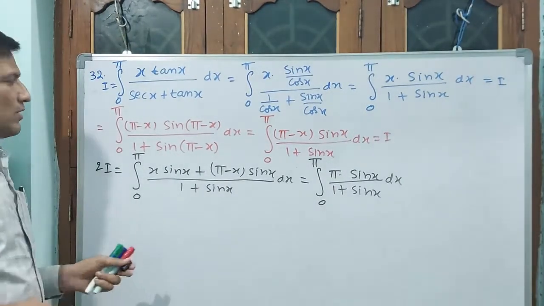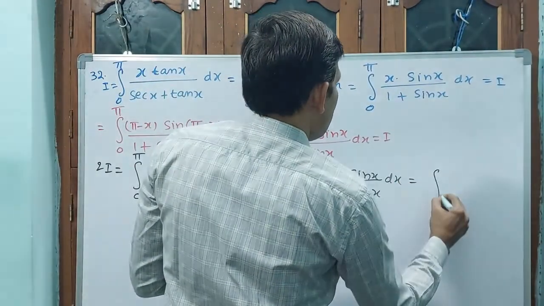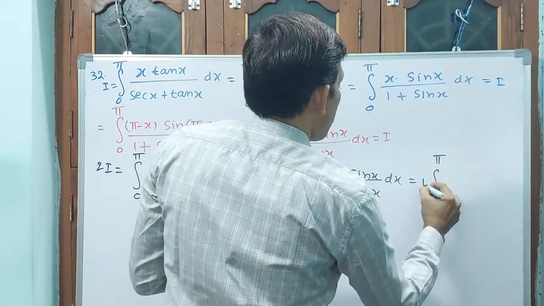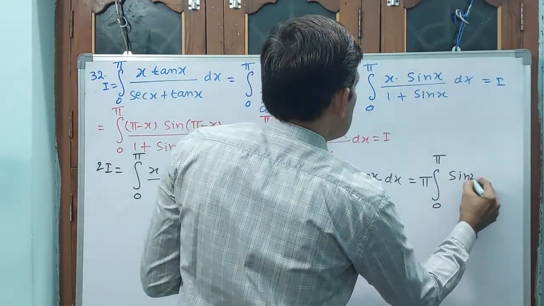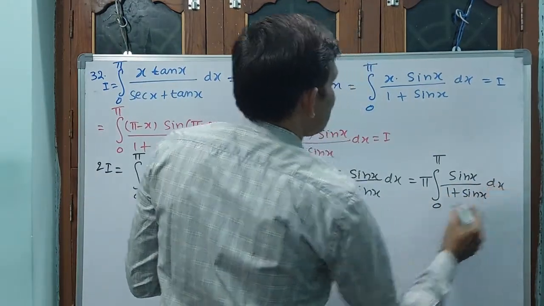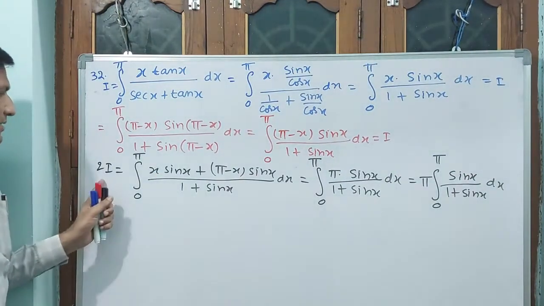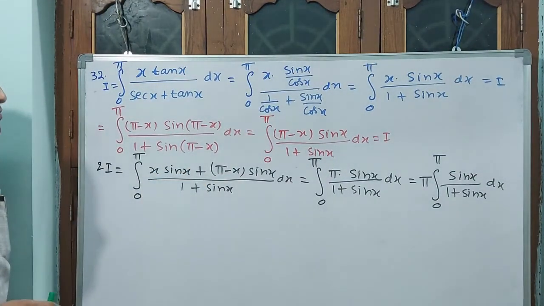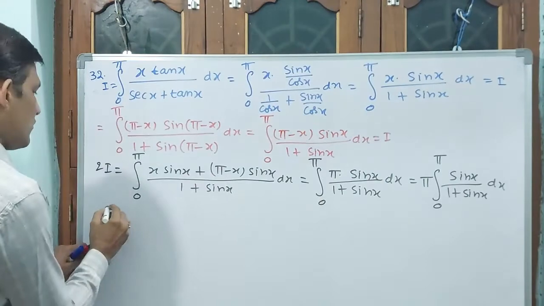You see what I am doing now? 2I is equal to this one. Again I am writing, that is 0 to pi, you have taken out pi, sin x by 1 plus sin x dx. This is 2I, this is okay. 2I is equal to that one. Now I am writing like this.